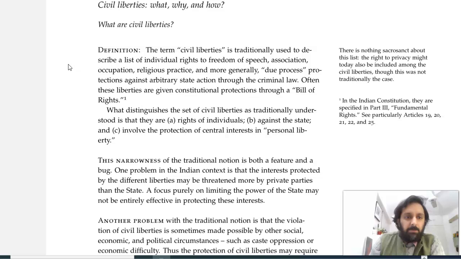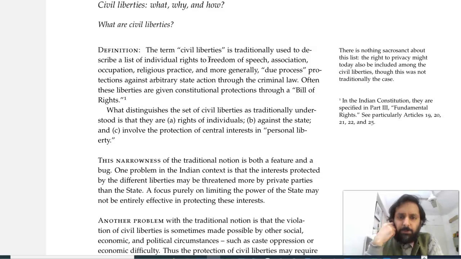The main point to notice is, first of all, when people talk about civil liberties, they usually talk about a list of rights of individuals, and that list has traditionally included things like freedom of speech, freedom of association, freedom of religious practice, and what are called due process protections against arbitrary state action through the criminal law. So, the right to a fair trial might be an example of one of these civil liberties. And often these liberties are given some kind of constitutional protection through a Bill of Rights. I'll show in a moment some examples of this.